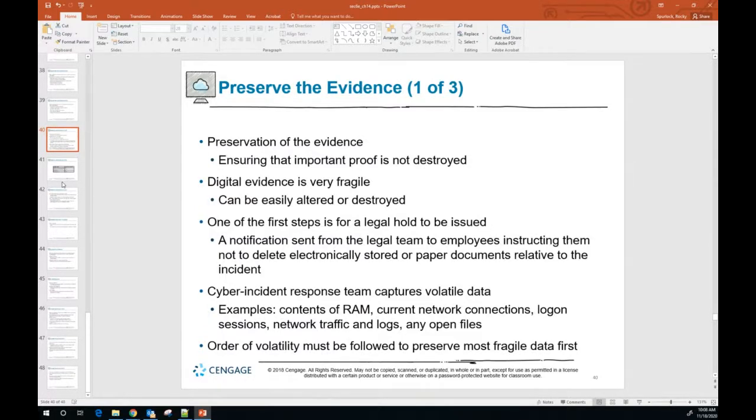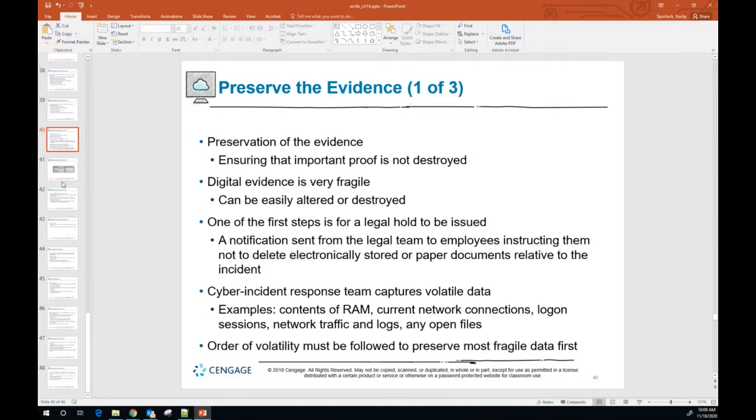So when we talk about preserving the evidence, this is ensuring that the important proof is not destroyed. This is something that's sometimes hard to do with digital evidence because it is very fragile and it can be easily altered or destroyed. So one of the first steps is for a legal hold to be issued, a notification sent from the legal team to the employees instructing them not to delete electronically stored or paper documents relative to the incident.